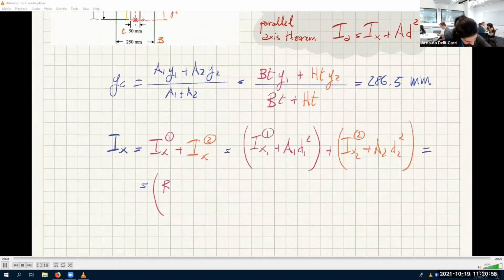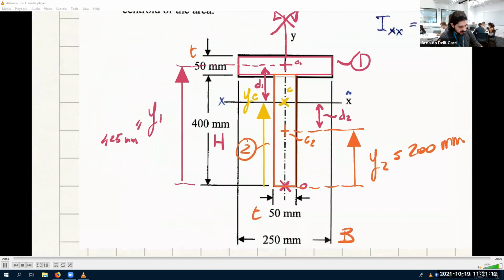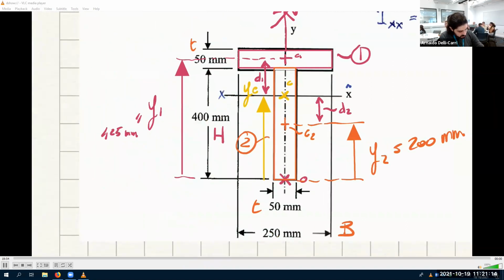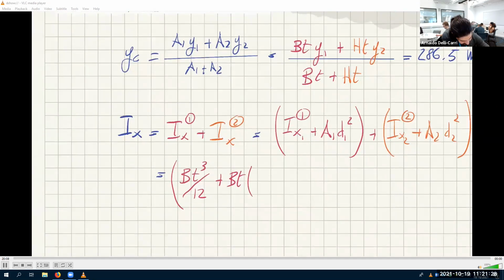So it's b t cubed divided by 12 plus the area of rectangle 1, which is bt, times the distance d1 squared. D1 is, as you can see, y1 minus yc. Do you agree? This distance here is this minus this. Everything is on the figure. This distance d1 is this minus this, so y1 minus yc. And remember, these are all numbers, because we found y1, we found yc, we know b, we know t, we know everything.